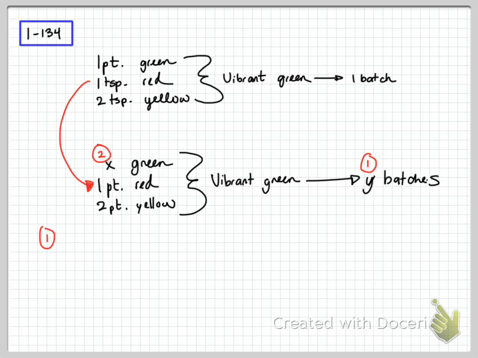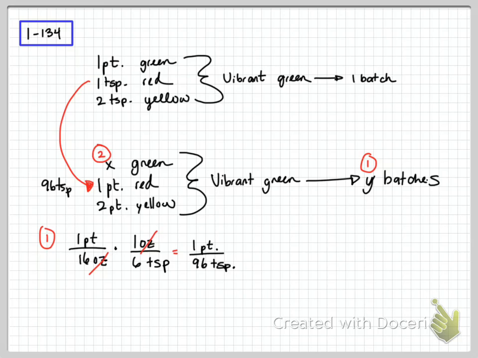We know that there's 1 pint in 16 ounces. We're going to do some unit conversion. We're going to multiply by the fact that there is 1 ounce in 6 teaspoons. And when we do this, we do it in red, our ounces cancel, and we're left with the idea that there is 1 pint in every 96 teaspoons. So it takes 96 teaspoons. 96 teaspoons will equal 1 pint.